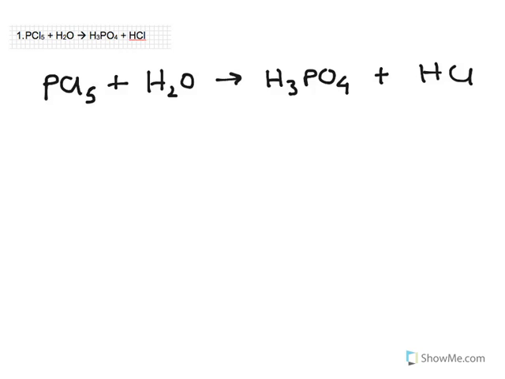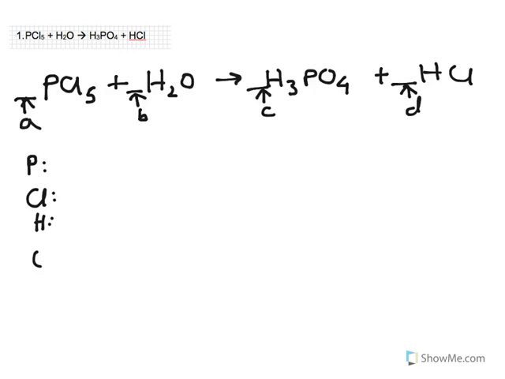Now that we have our equation, we can set random variables to them. So let's say PCl5 has A assigned to it, H2O, B, H3PO4 has C, and HCl has D. Next, we list the elements we have on both sides of the equation. So for this equation, we have phosphorus, we have chlorine, we have hydrogen, and we have oxygen.